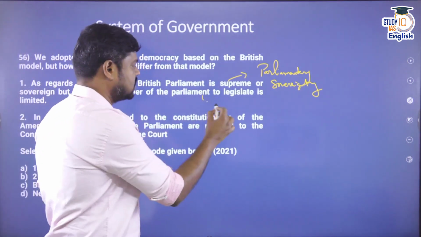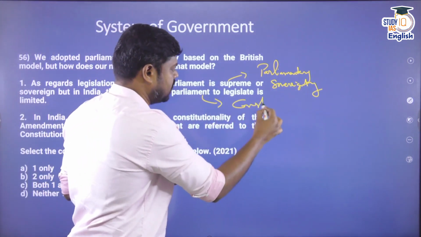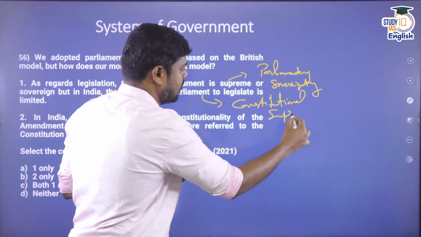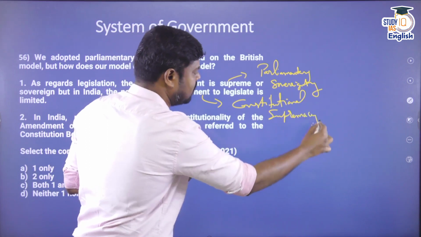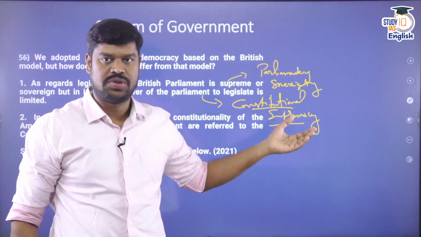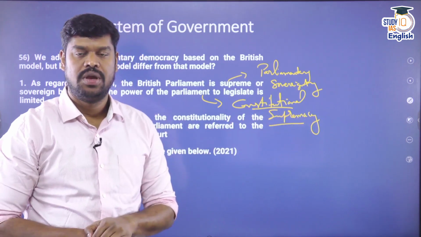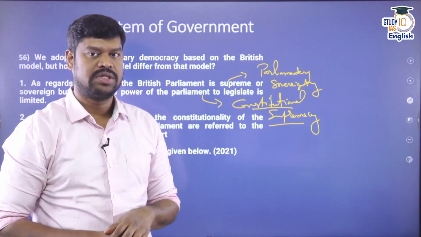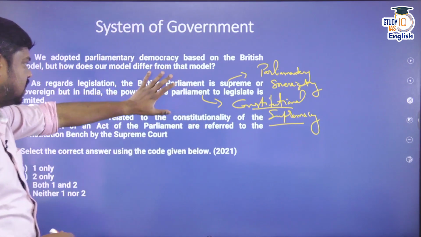And in India, the system is based on what? Constitutional supremacy. So the Parliament will have the power to make law as long as it does not violate the provisions of the constitution. That's the understanding that you should have. And if any law is violative of any of the provisions of the constitution, then those laws can be struck down. So to that extent, yes, this particular statement is true.